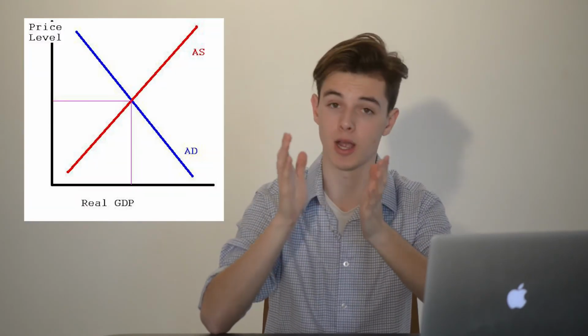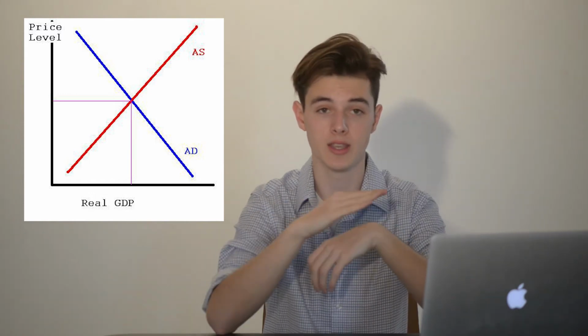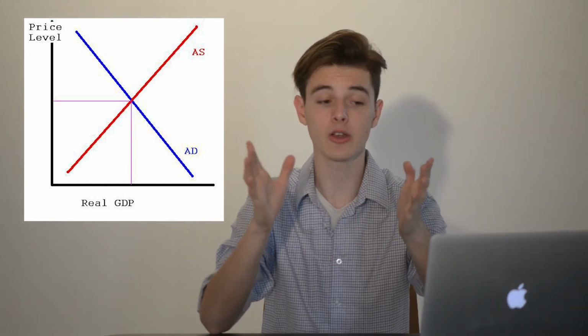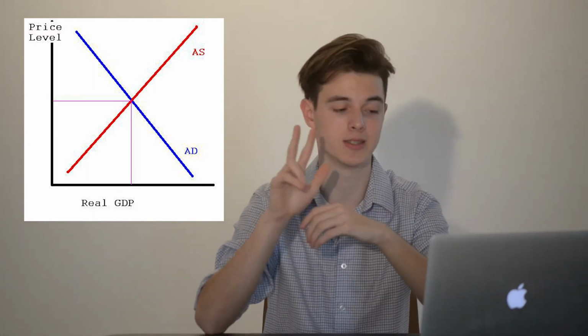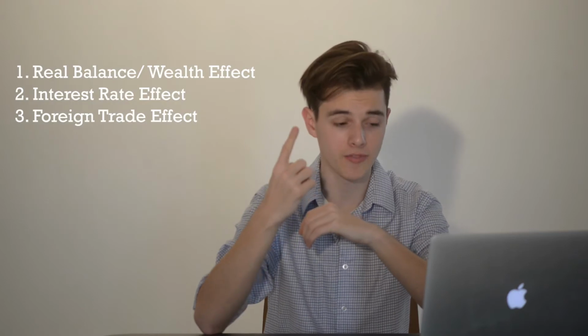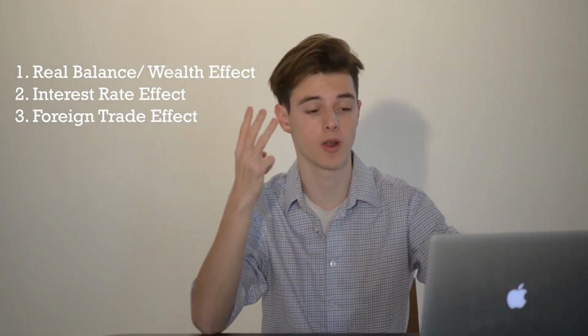So, aggregate demand is all the goods and services, which is real GDP, that buyers are willing and able to purchase at different prices. So let's jump right into the graph of the aggregate demand curve. We've got price level on the y-axis and real GDP on the x-axis. The aggregate demand is a downward sloping curve. It slopes downward for three reasons: the real balance effect, or the wealth effect, the interest rate effect, and the foreign trade effect.